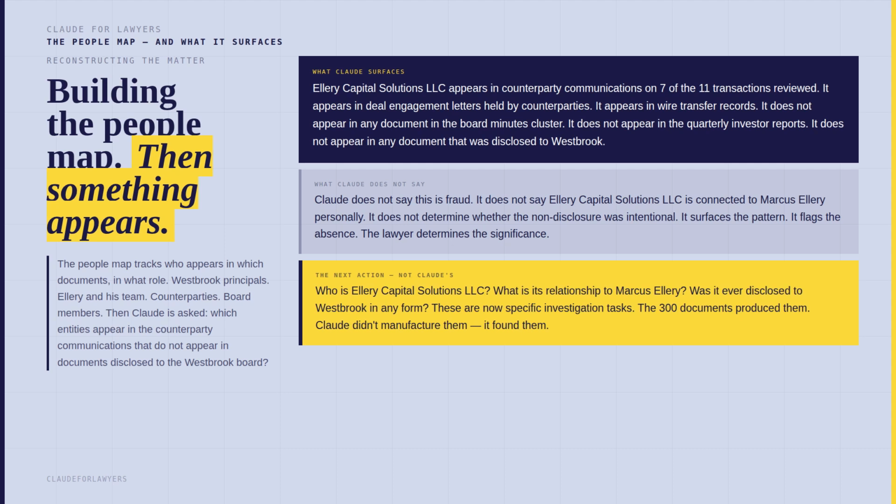The next actions are now specific. Who is Ellery Capital Solutions LLC? What is its corporate relationship to Marcus Ellery? Was it ever disclosed to Westbrook in any form not captured in these 300 documents?